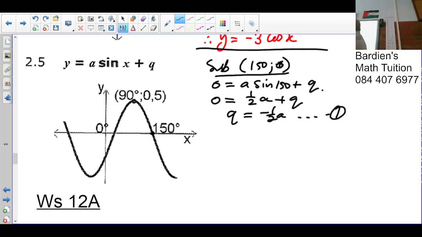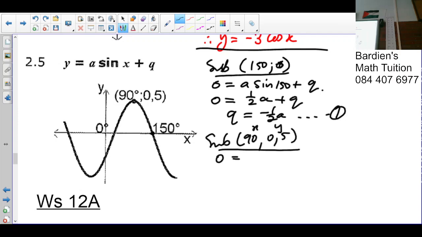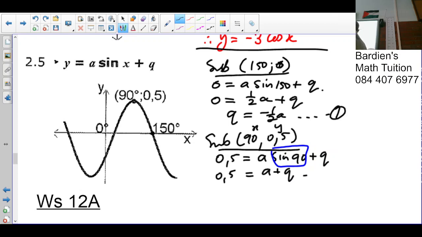So what do we do now? We substitute the other point, which is 90 and 0.5. Again, that's the x and the y. So I'm going back into the original equation. 0.5 is equal to a sine 90 plus q. What's the sine of 90? 1. So that's going to be a plus q equals 0.5. And this is equation 2.